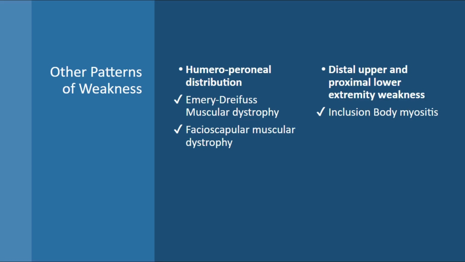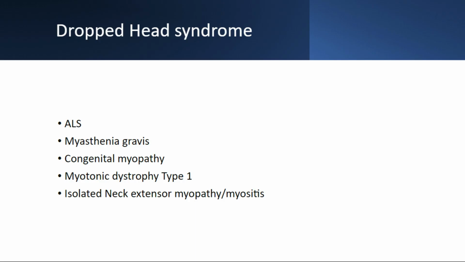Now, other patterns. So humeroperoneal, so it's like proximal upper and distal lower: Emery-Dreifuss, facioscapulohumeral muscular dystrophy. Distal upper and proximal lower extremity weakness, we already talked about inclusion body myositis. Dropped head syndrome. So we were talking about the respiratory involvement, right? So think about the dropped head, again, central or axial involvement: ALS, myasthenia gravis, congenital myopathy, myotonic dystrophy type 1, isolated neck extensor myopathy, and myositis. So remember the differential in this case.